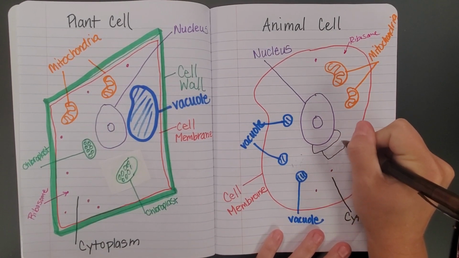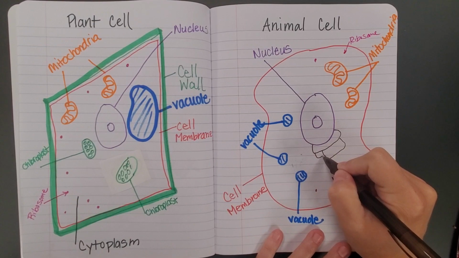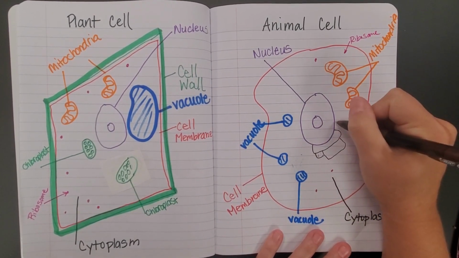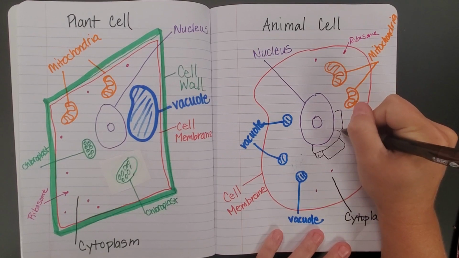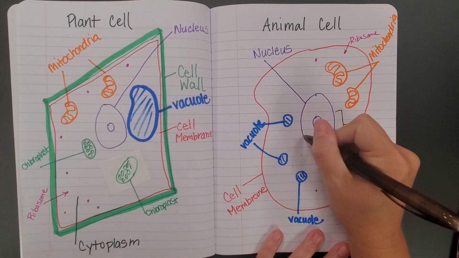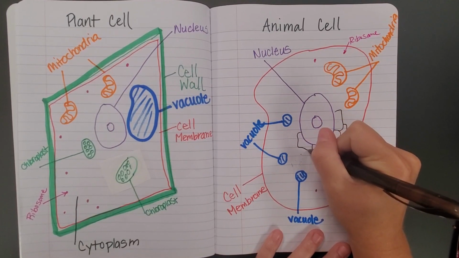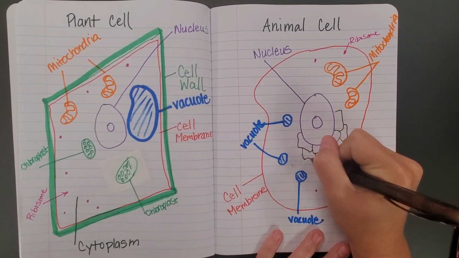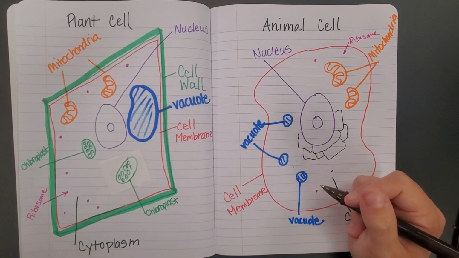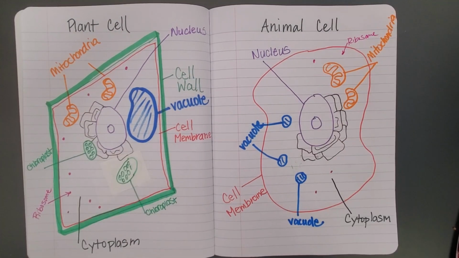So all I do is I kind of add these little circles. So it's just around the nucleus. It's an envelope type folded membrane going all around the nucleus. I'm going to do that on my plant cell too. Go ahead and draw what you can around yours.